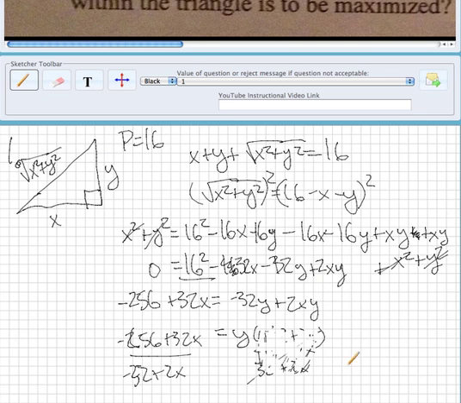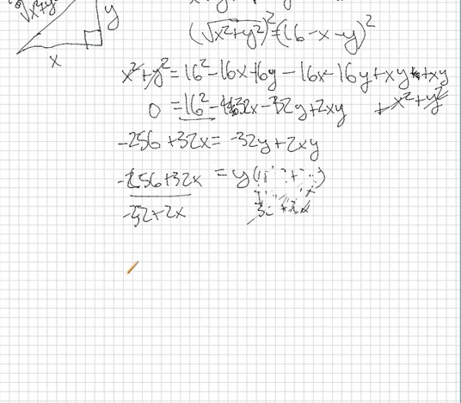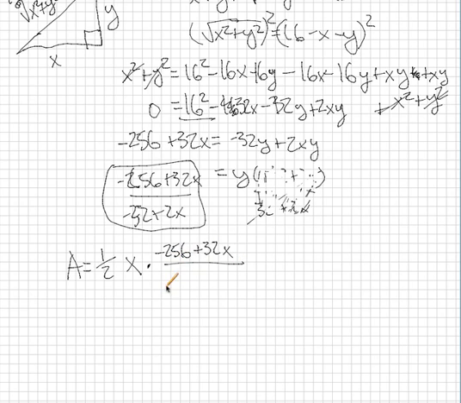So now what we want to do is plug that into our area formula, because this area formula is what we're going to be maximizing. Our area formula is 1/2 the base, which is x, times the height, which is y, but we just found y to be this right here. So we're going to plug that in for y. So it's going to be negative 256 plus 32x over negative 32 plus 2x.